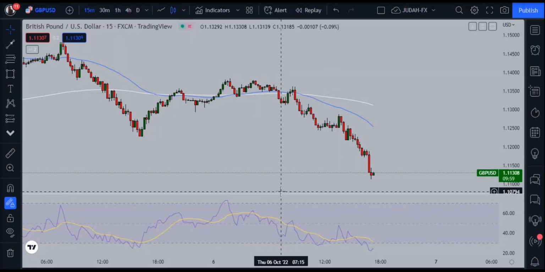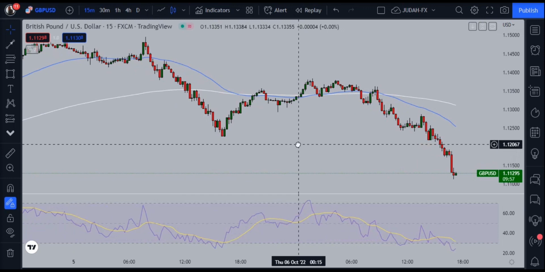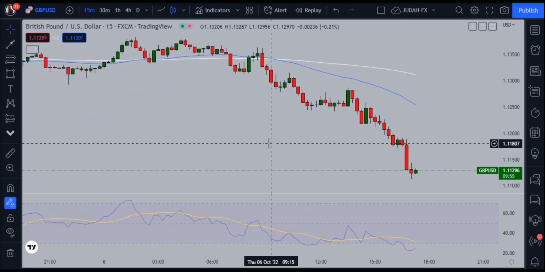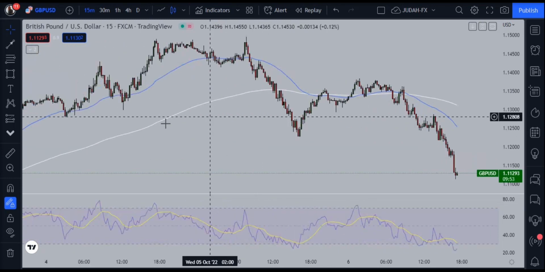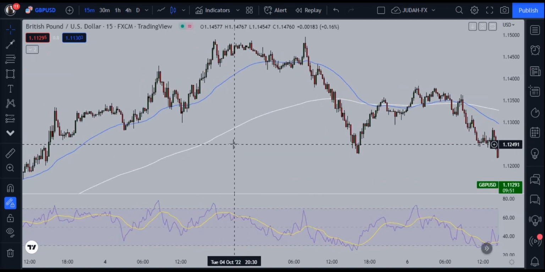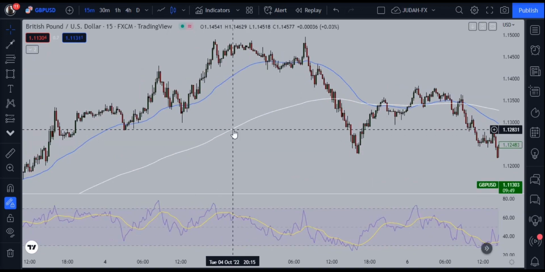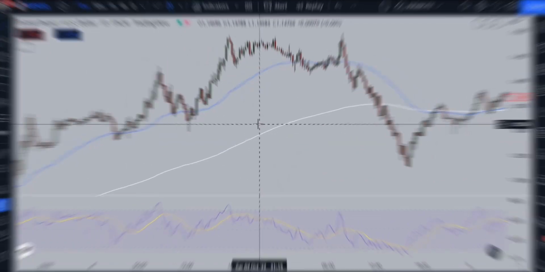Anyways, the name of the strategy is called the Moving Average plus RSI Trading Strategy. It is a combination of certain moving averages, mainly the EMA, and the famous RSI indicator. Let me show you how it works.